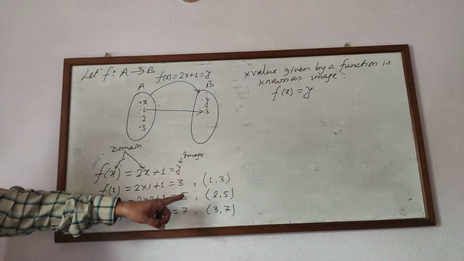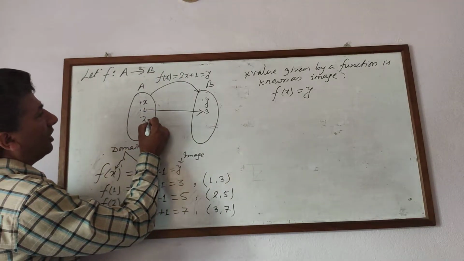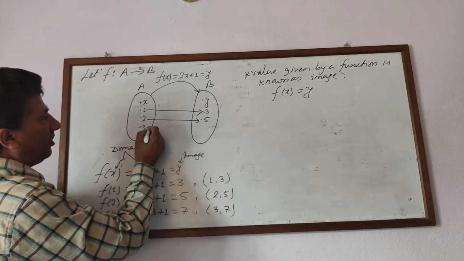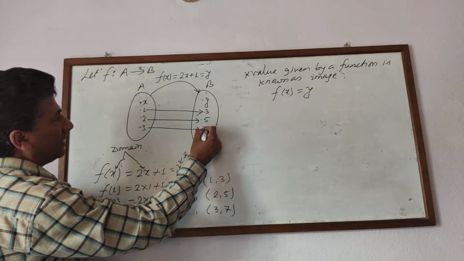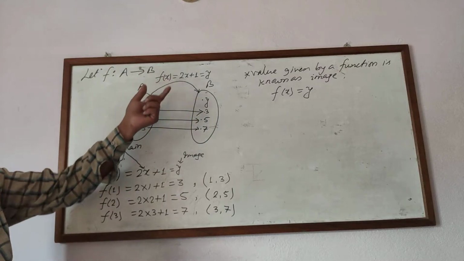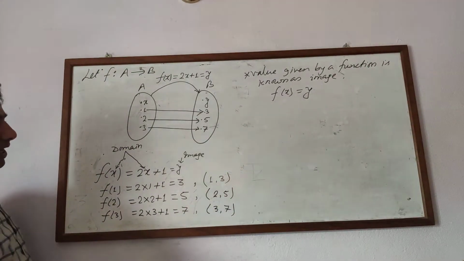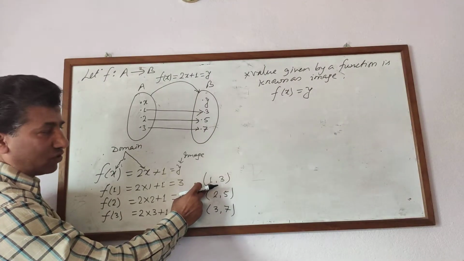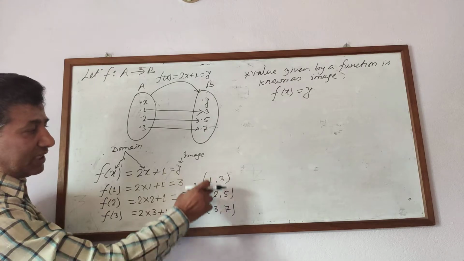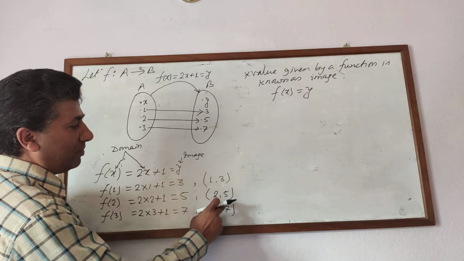By the help of this function, we found that 2 has image 5 and 3 has image 7. In a diagram we can show the function like this also, and the same thing we can write in ordered pairs like this also. Another very important point: x coordinate is domain, y coordinate is image. Now we found only three points here: (1, 3), (2, 5), (3, 7). Domain, image, domain, image, domain, image.